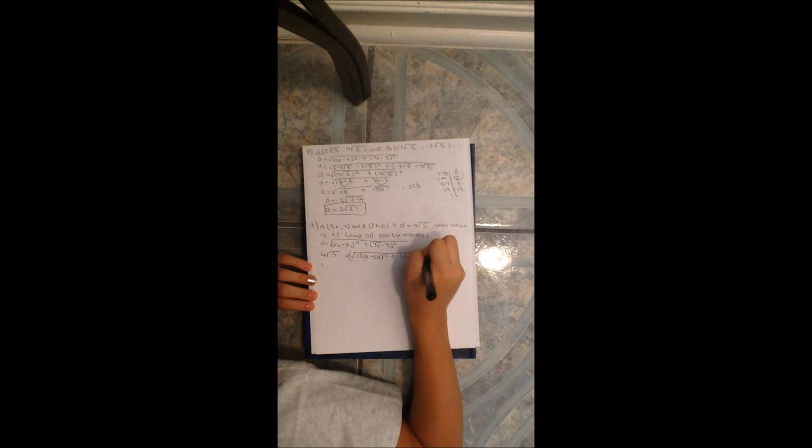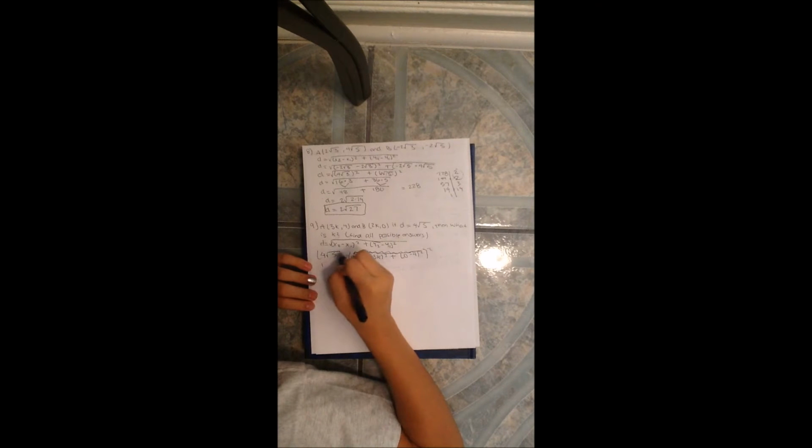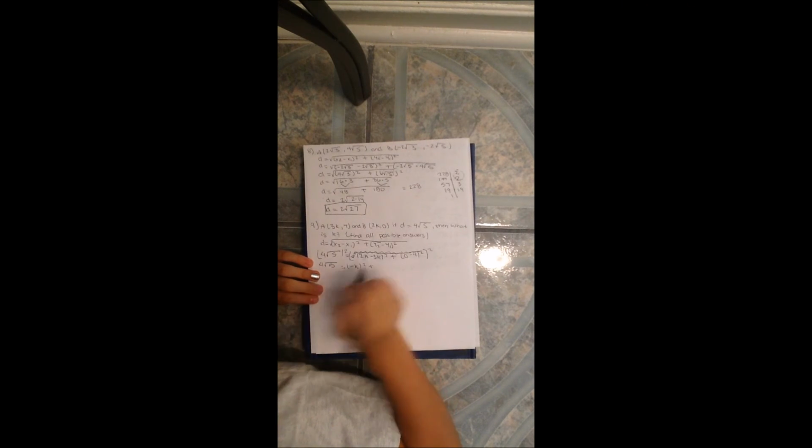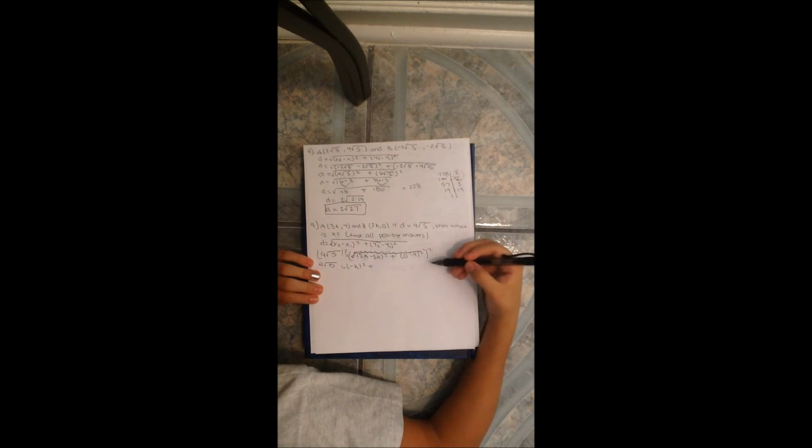Now you can simplify this by first getting rid of your square root by squaring it. So you get rid of this one, and you also have to square this one. So it would be (4 square root of 5) squared equals, once you simplify, negative k squared plus 16, because you're multiplying 4 times 4, but since you're negative, negative times a negative equals a positive, so it would be 16.